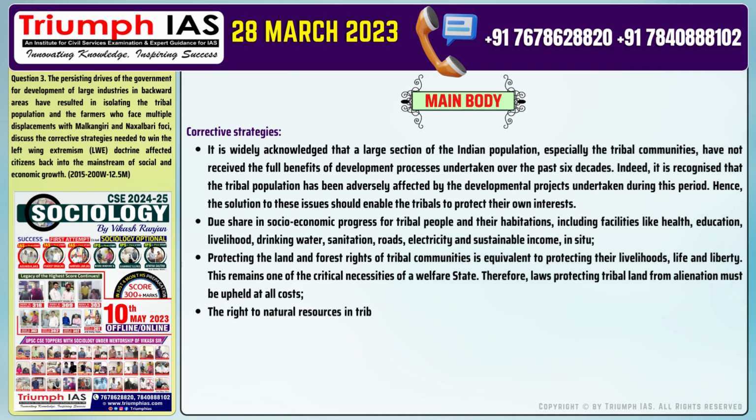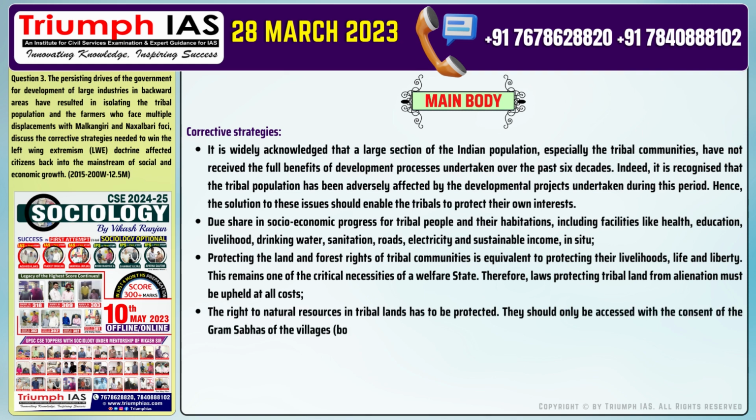Number 4. The right to natural resources in tribal lands has to be protected. They should only be accessed with the consent of the Gram Sabhas of the villages, both directly affected and in the zone of influence. Number 5.